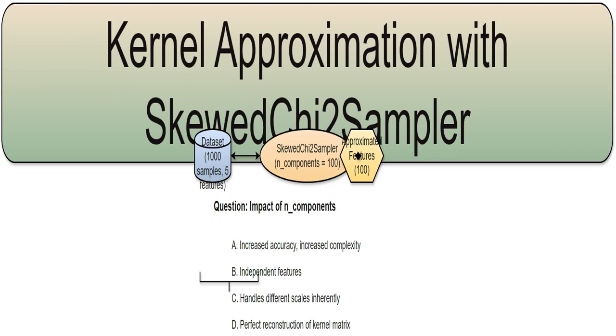The SkewedChi2Sampler is the specific tool I use to do the approximation. The n_components parameter is set to 100. This means I'll create 100 new, approximated features. Think of it as creating 100 new summaries from the original 5 features. The higher this number, the more detail I'll capture, but it will increase the computation time.